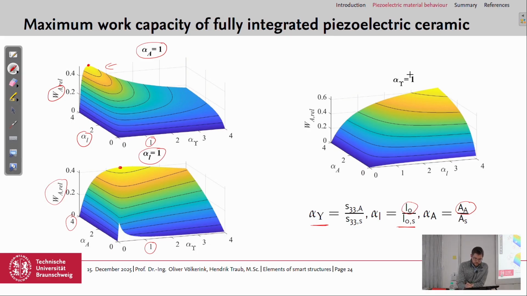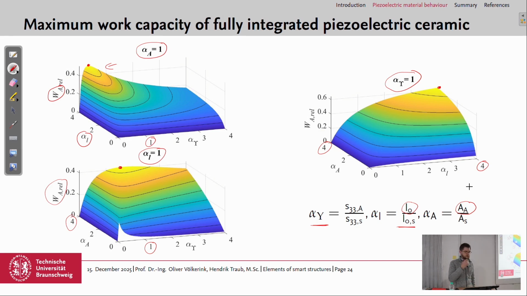And here the last one, we say the stiffnesses of structure and actuator are the same, and then the maximum work capacity is here. So we want again a high ratio for the areas, so a lot of actuator area and not so much structure, and also the length ratio should be high, so again more actuator than structure.